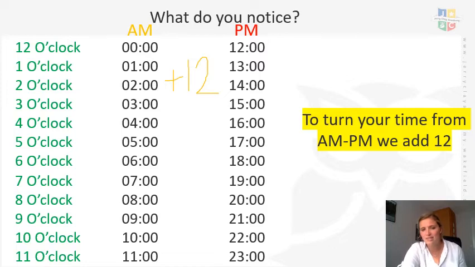Alternatively, if I know that it is 20, so if I now look at my PM and find the number 20, I can see that this is 8 o'clock. Now, if I wanted to go from 8 o'clock in the afternoon to 8 o'clock in the morning, what do you think you'd have to do this time? Well done if you have said you need to take away 12. Because remember, in a full day we have 24 hours, and in half a day we have 12. So to turn from the first half of the day to the second half of the day, we need to either add 12 if you're going from AM to PM, or if you're going from PM to AM, we would take away 12.